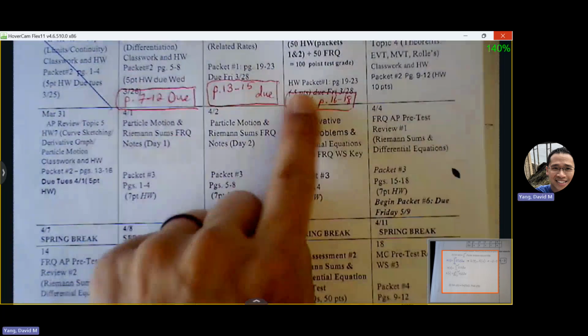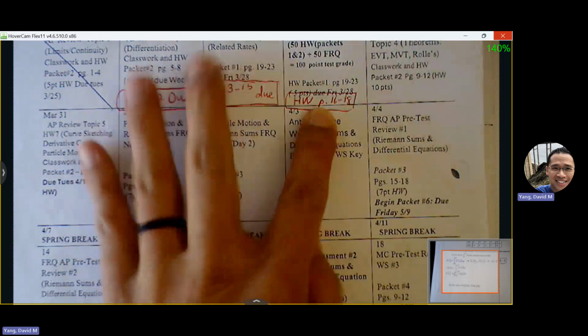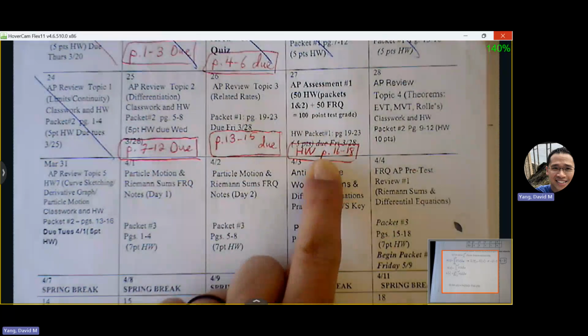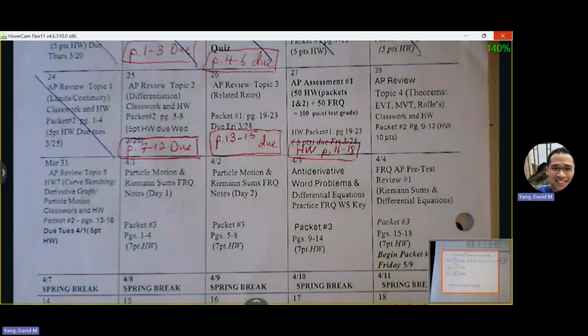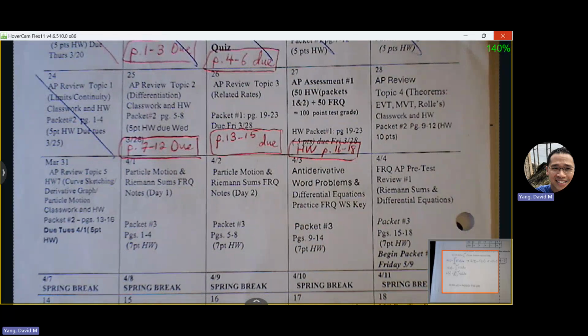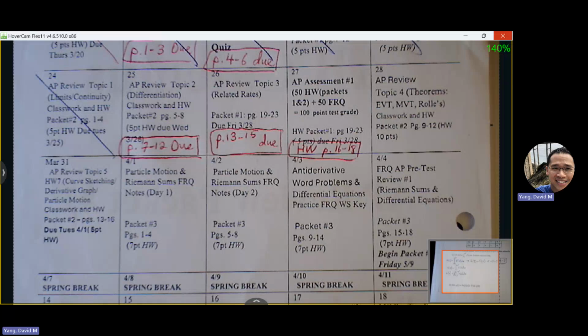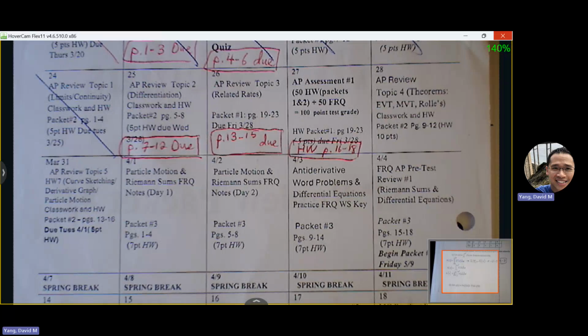Okay, your homework is to finish up pages 16 through 18 from the previous AP packet that we did. And then tomorrow we will continue. We'll do a full review, and I'll also have morning review on Friday, and then your test will be on Friday. All right, come get your phones.